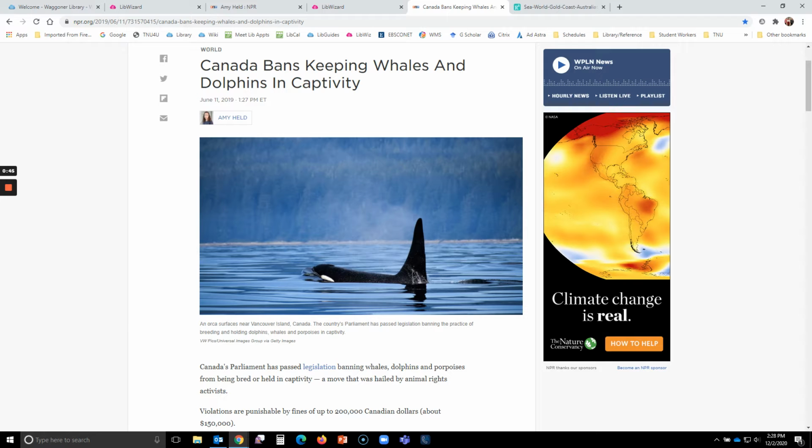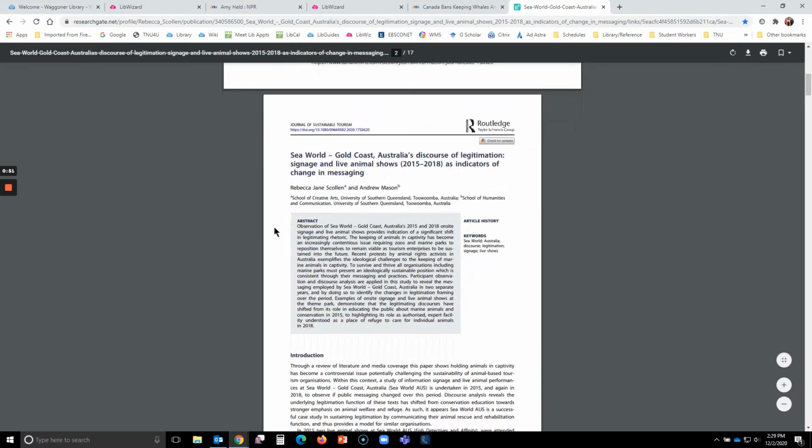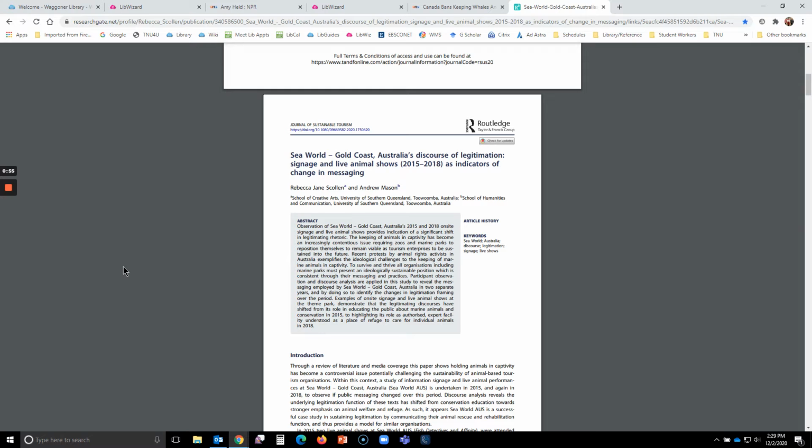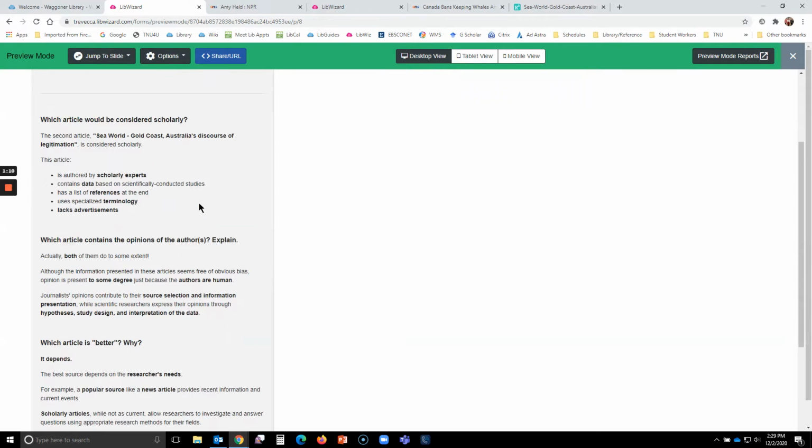the source selection, the way they present their information, and believe it or not, the researchers could even let their opinions be known by things like their hypothesis, their study design, their interpretation and presentation of the data. So there will always be opinion entering into some degree. You just need to be aware of that and decide how much it affects the information that you're reading.